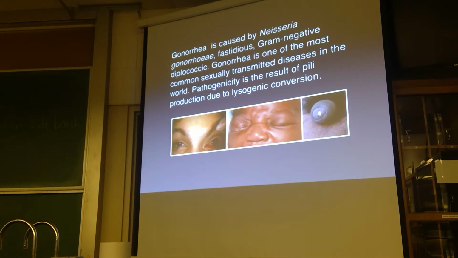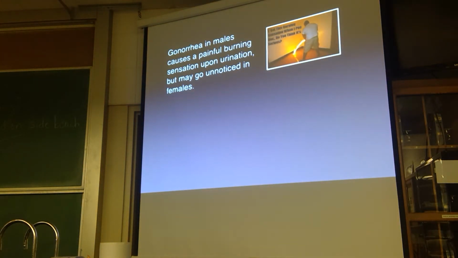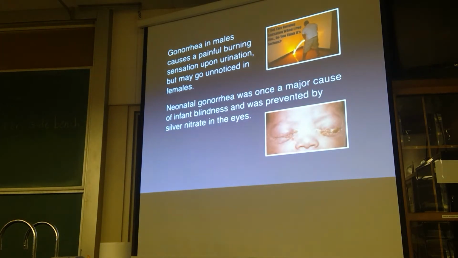In these images, what you see is the end of a penis that has gonorrhea, and then two images of eye infection. That's the other thing that Neisseria gonorrhoeae can cause, infection of the eye, which can be very damaging and lead to blindness. In males, this causes a painful sensation upon urination, really painful. In females, unfortunately, the symptoms can go unnoticed.